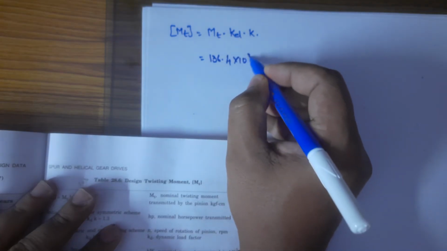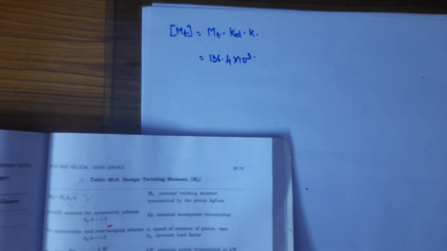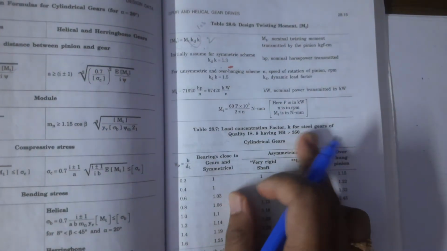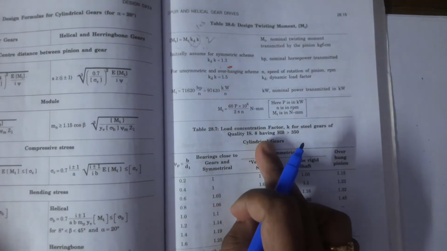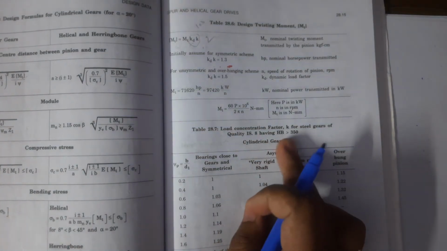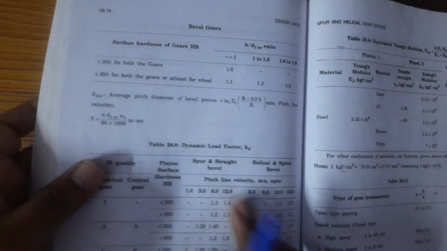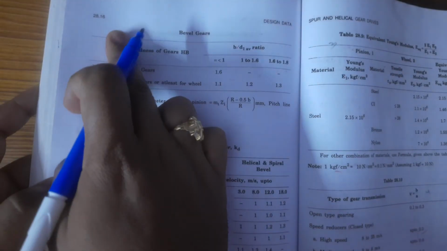Okay, so the Kd and K values. K is nothing but your load concentration factor, that is K for steel gears, quality number 8, having a hardness number greater than 350, and Kd is nothing but your dynamic load factor, that is in the page number 28.16. So you can find the values. So see here.